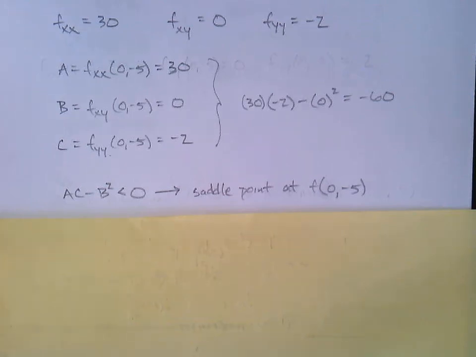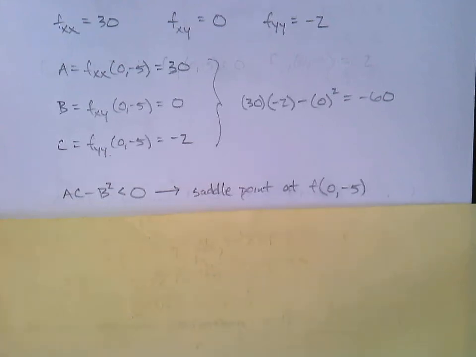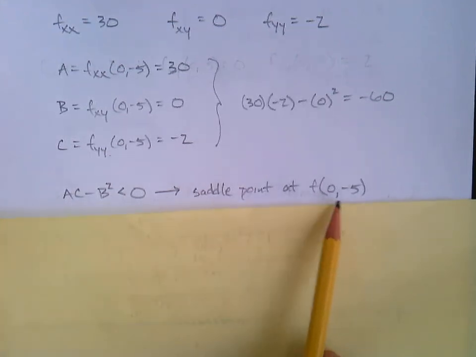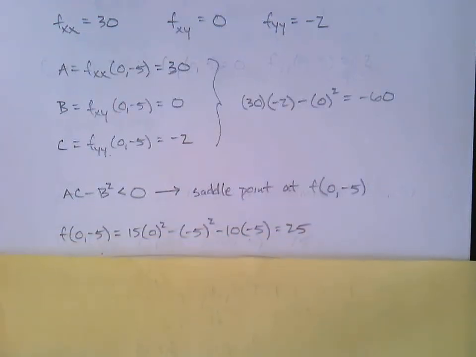We don't want to finish, though, just yet. We want to know the z value. So that's our critical point, but we always want to go back and plug that into the original function to get the ordered triple here. Same procedure as when it was in one variable, right?